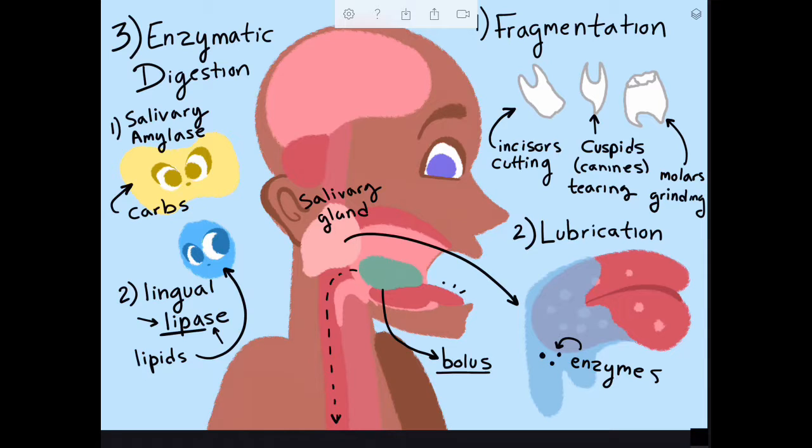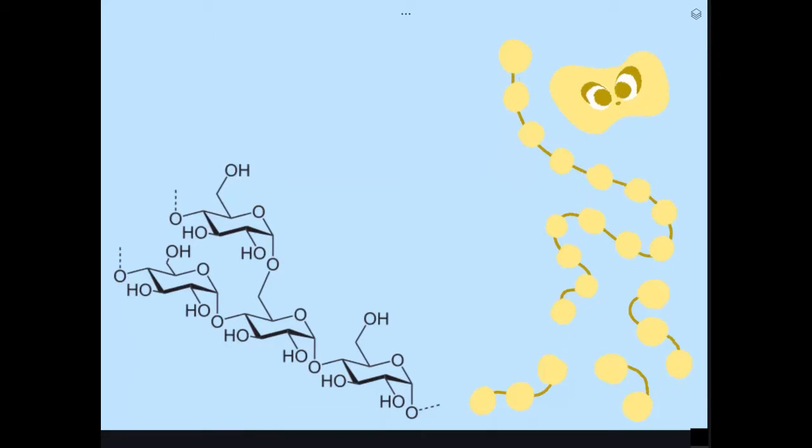Now, before we move on, we want to talk a little bit more about salivary amylase. So like we said earlier, starch is broken down by salivary amylase. And starch is basically just long strings of glucose. So that's what I've drawn here. Each of these yellow circles is a string of glucose.